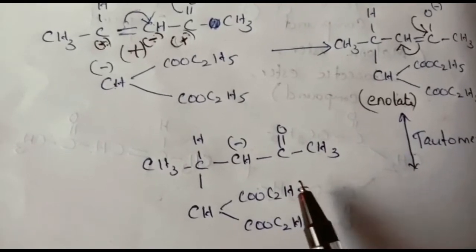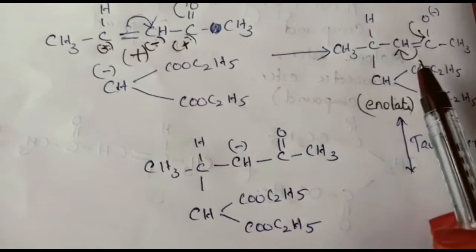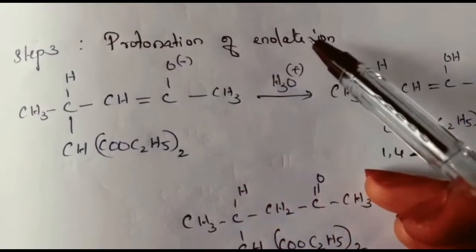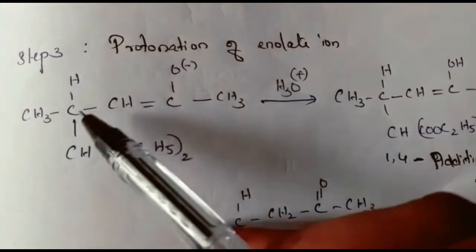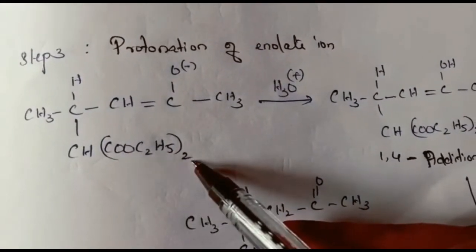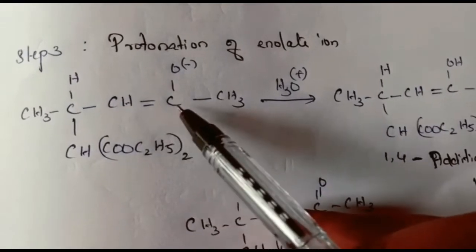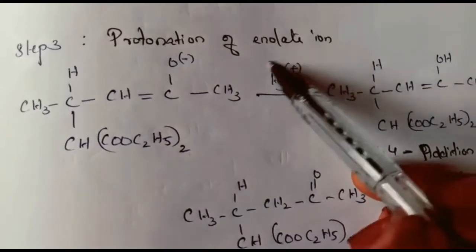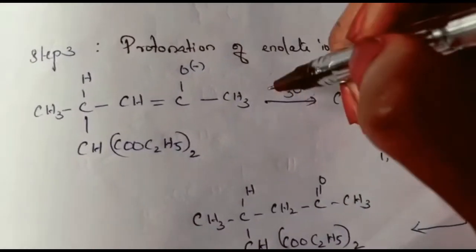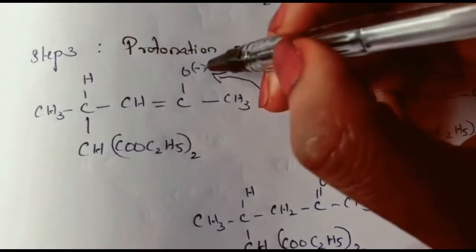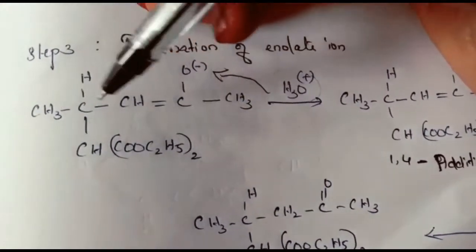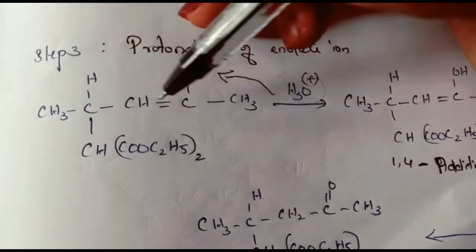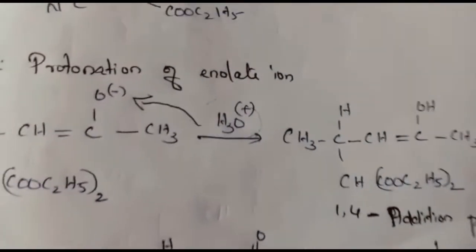Next is step 3. Step 3 is protonation of the enolate ion. This is our enolate ion CH3CH(CH(COOC2H5)2)CH=C(O minus)CH3, which undergoes protonation with hydronium ion. So this hydronium ion will transfer H plus ion to this O minus. So it will form OH. So the product form will be CH3CH(CH(COOC2H5)2)CH=C(OH)CH3.